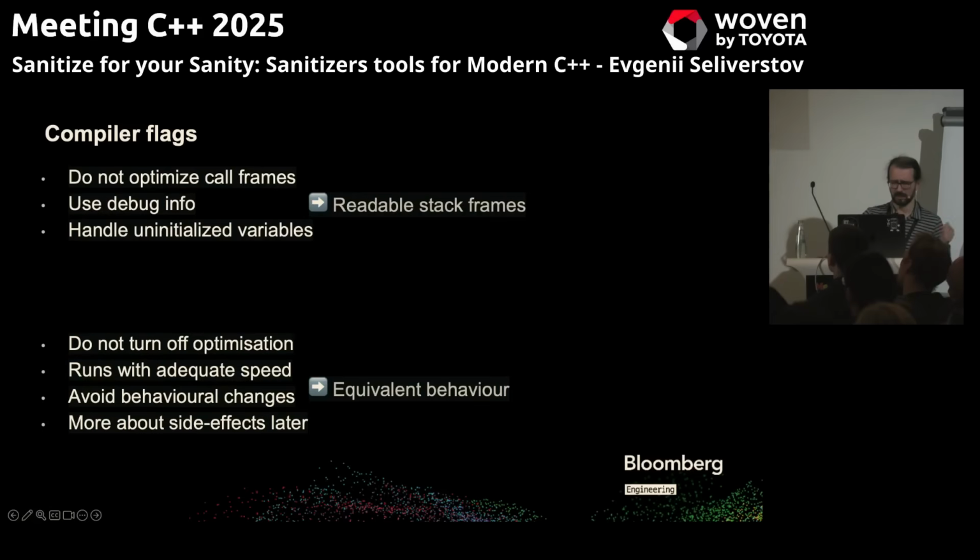pass fno-omit-frame-pointer. Then we don't want to change behavior because we'd like to test the same program with exactly the same behavior. It means we don't want to turn off optimization. Please pass O1. And since we don't want to slow it down more than sanitizers allow us, we need to specify at least O1.